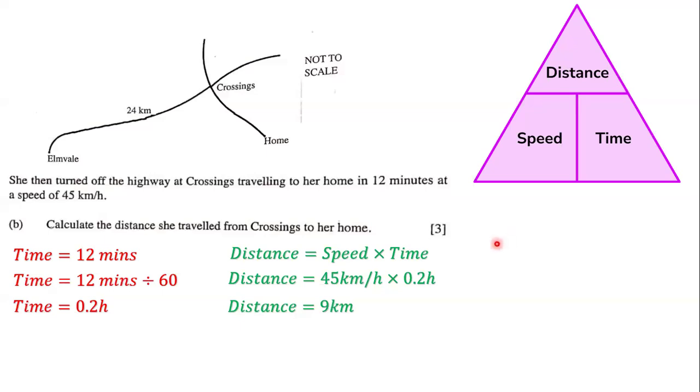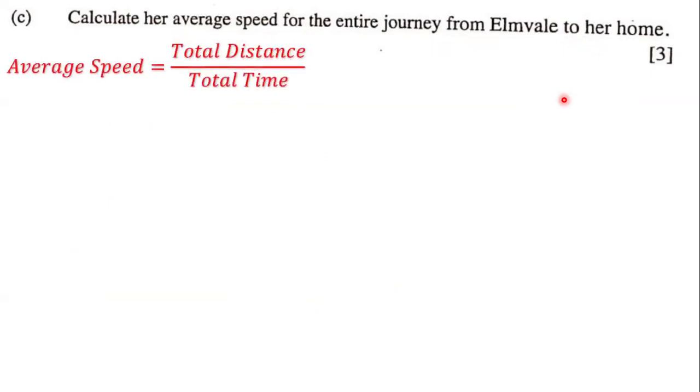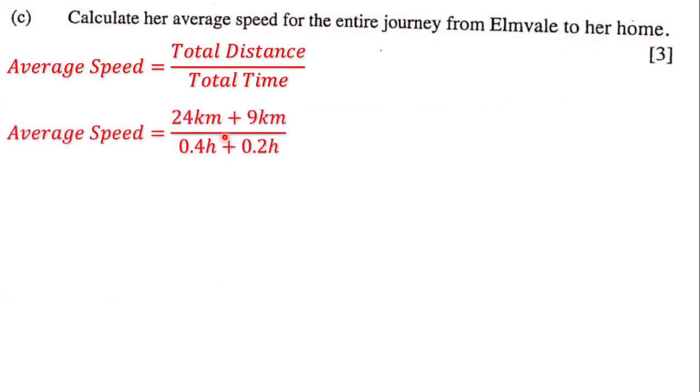Now let's move on to the next part of this question. It says, calculate her average speed for the entire journey from Elmvale to her home. So in order to do this, what we'll first observe is that the average speed is equal to total distance divided by total time. Now, what is the total distance? Well, we have to add these two distances, 24 kilometers plus 9 kilometers.